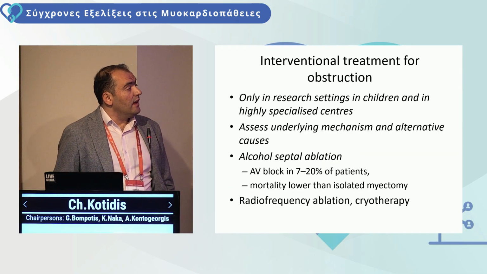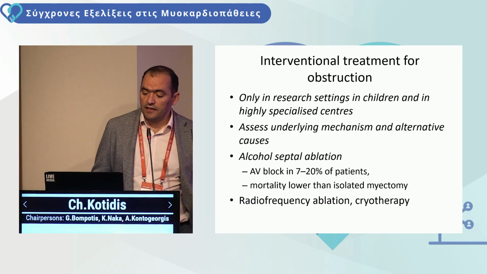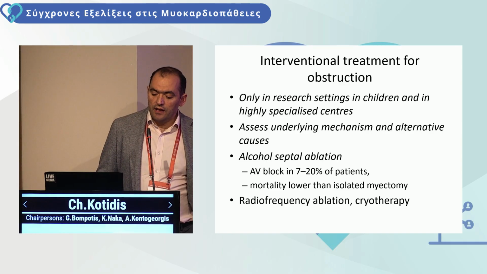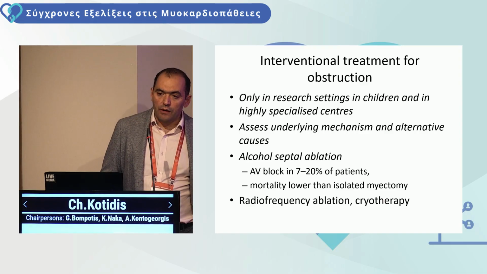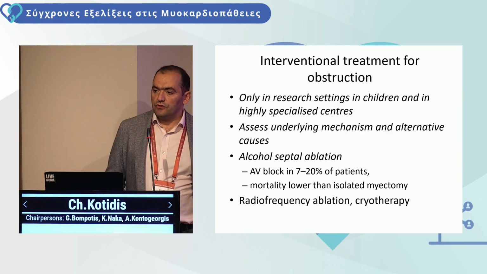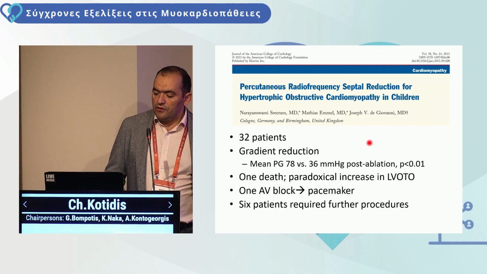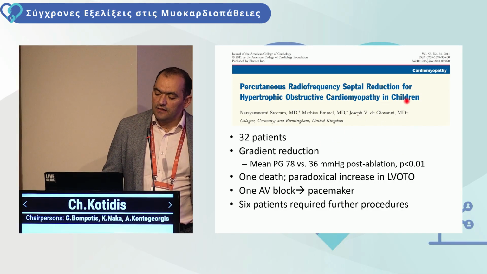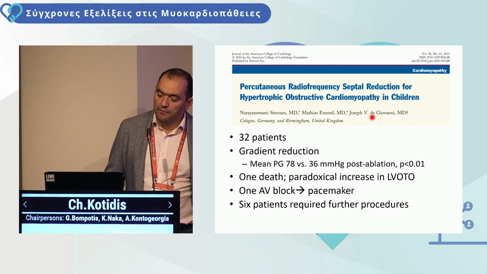For interventional treatments, all these are in research settings for children, and we can do alcohol septal ablation with high chances of AV block in our population, and even radiofrequency or cryotherapy to ablate the hypertrophic section of the heart. And this was one of my consultants who recently died. He was a pioneer in Birmingham. He did radiofrequency ablation in children, 32 patients, with resulting reduction of gradient from 78 to 36.